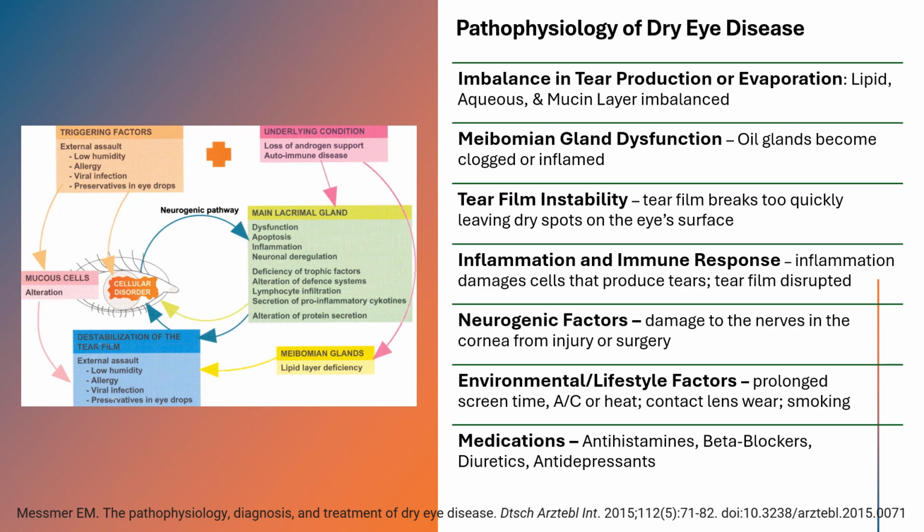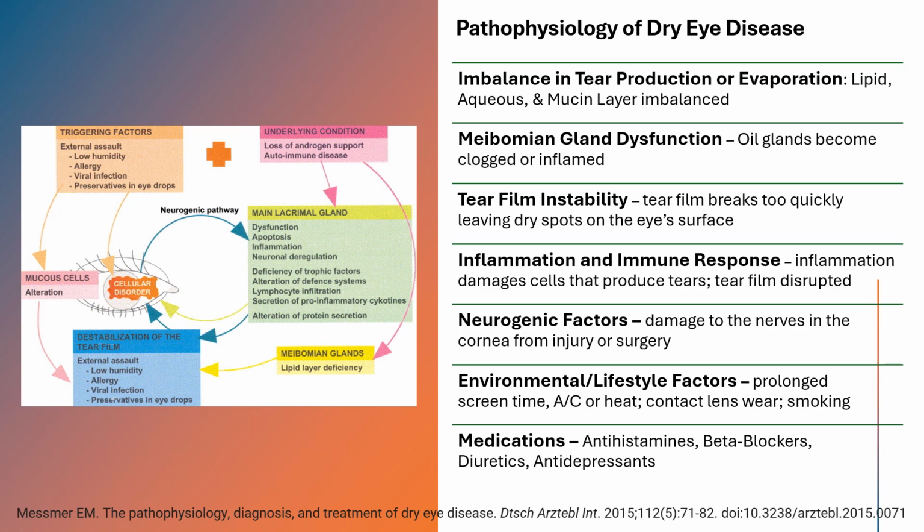Tear film instability. When the tear film becomes unstable, it breaks up too quickly, leaving dry spots on the eye's surface. This instability can result from poor quality tears or insufficient tear production. Inflammation and immune responses. When the tear film is disrupted, the eye's surface becomes exposed, leading to irritation and inflammation. This inflammation can damage the cells responsible for producing tears.